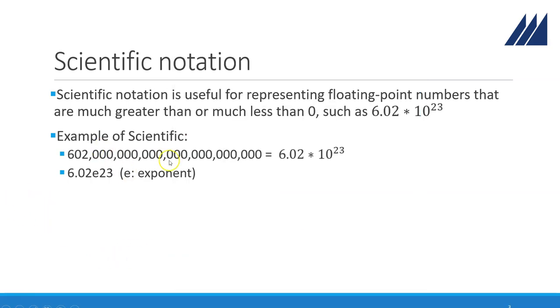Okay. Also, floating point is very helpful when it comes to scientific notation. There are a lot of numbers in scientific notation that could be very, very big. So with floating point, we will be able to convert a large number like this one into scientific notation, such as 6.02 times 10 to the power 23, which is going to look like 6.02E23, where E stands for the exponent.